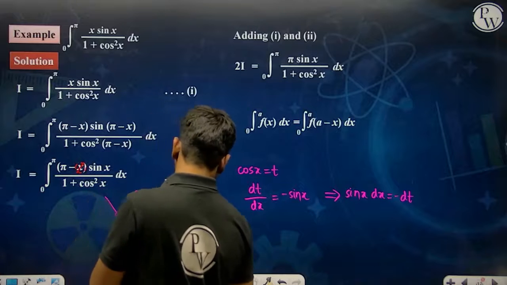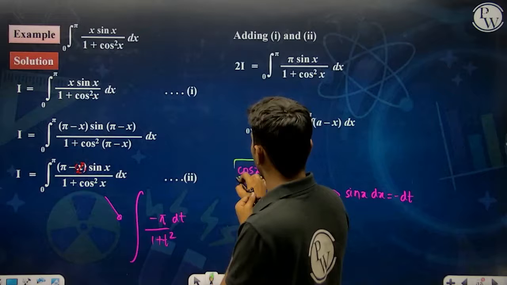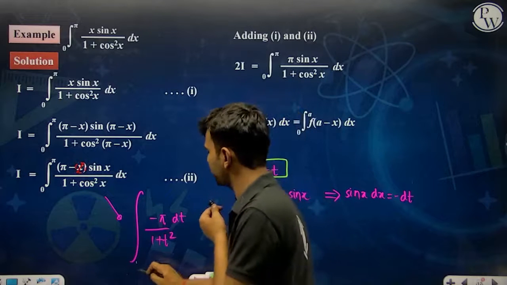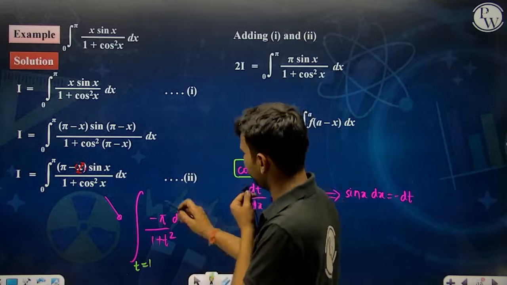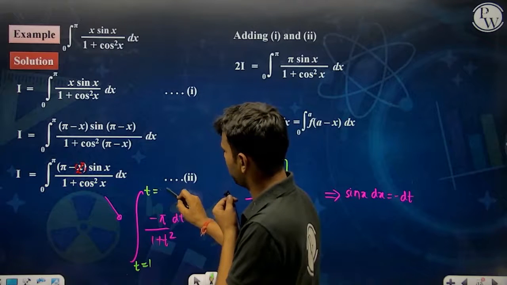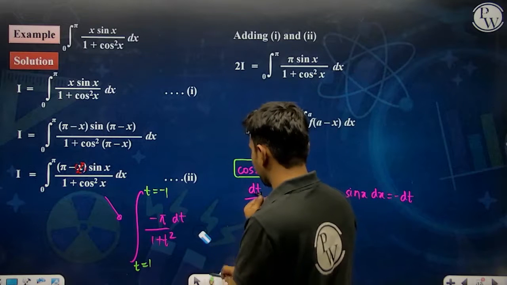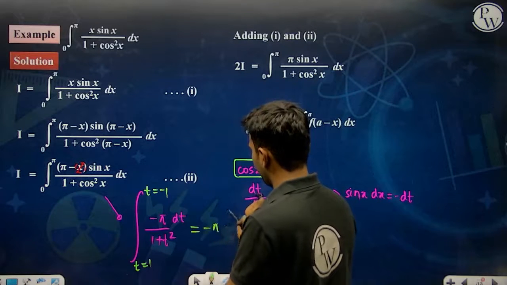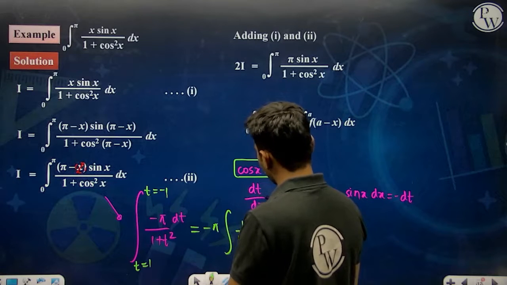But don't forget to change the limits as well, because when x equals 0, what is t's value going to be? Cos 0 is nothing but 1, so t equals 1, and when x equals pi, t is going to be minus 1. So you have to solve this limit then. Minus pi can be taken outside, and it is going to be 1 upon 1 plus t square dt.